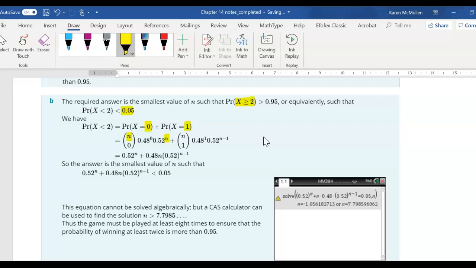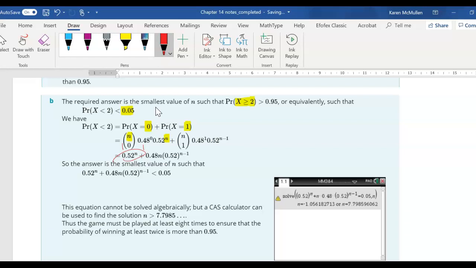So the first term, we've got when x is equal to 0. Similar to what we did before, we know that n choose 0, anything choose 0, is just 1. So this is equal to 1. Anything to the power of 0 is 1. And then we're just left with 0.52 to the power of n. So similar to what the lady showed in the video.